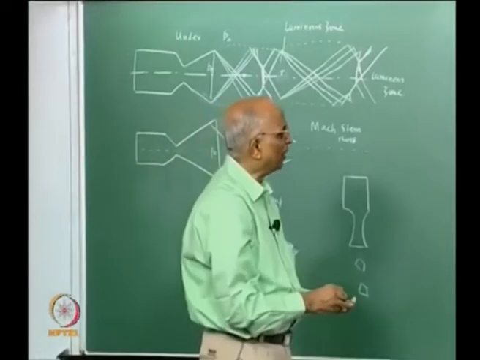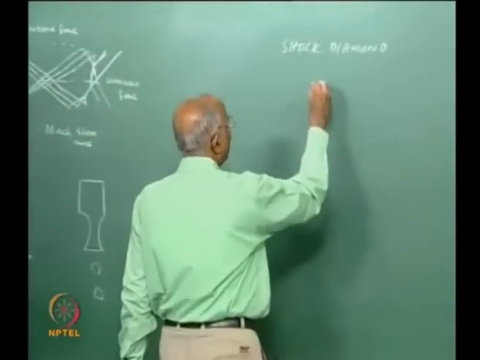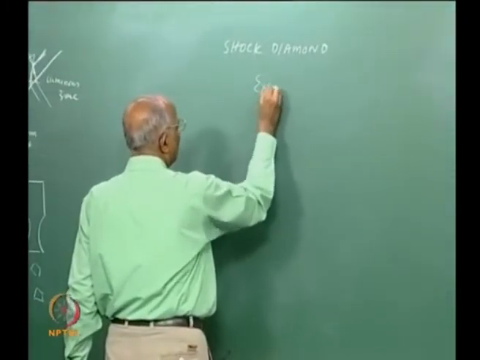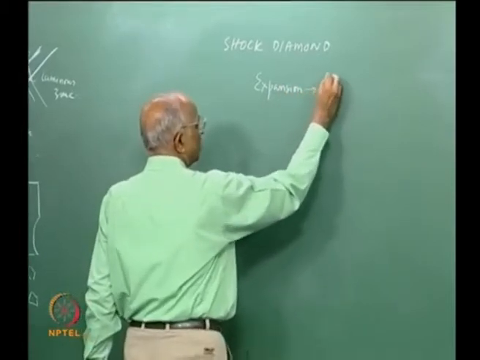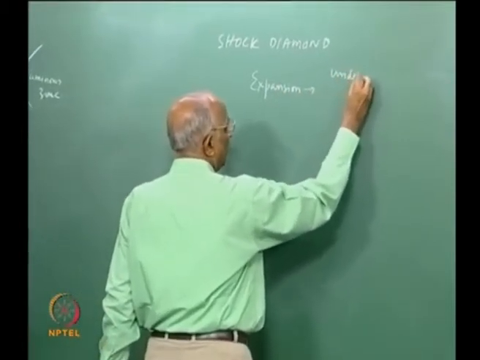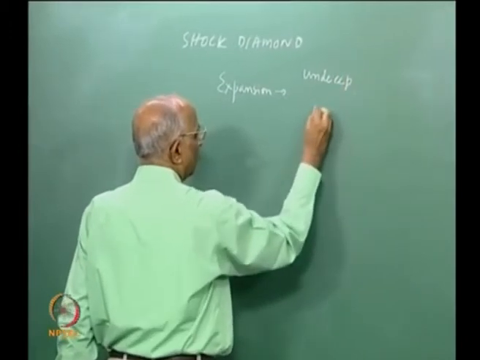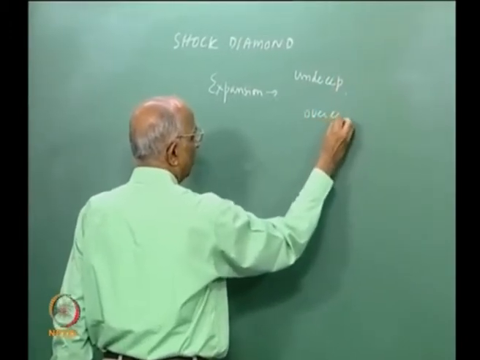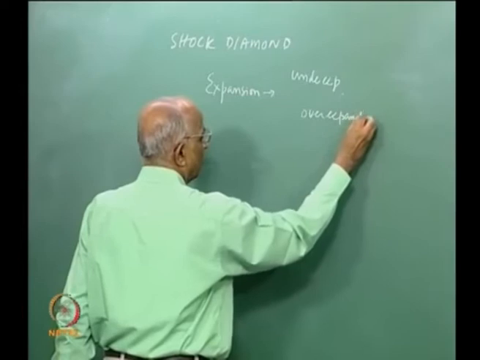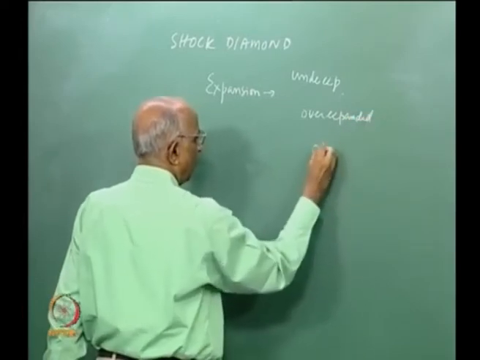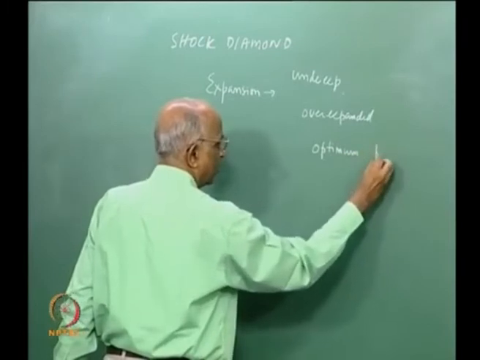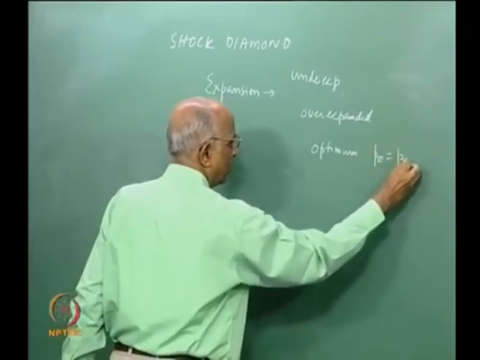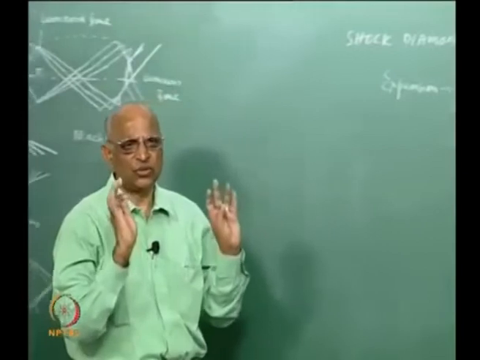Anyway, it is of interest to see that whenever I have an expansion in a nozzle, the expansion could either be under expanded, or over expanded, or it could also be an optimum expansion, right. Optimum is when the exit pressure of the nozzle is equal to ambient pressure, in which case the flow goes straight as it will.